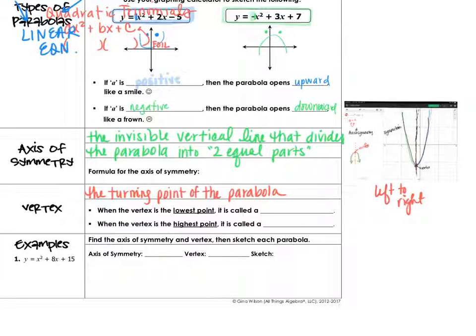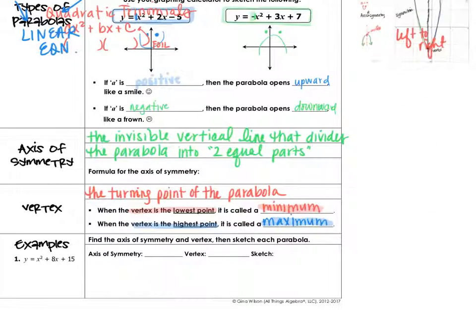So with that being said, when the vertex is the lowest point, the vertex is called a minimum, and it's called the minimum of the parabola. And when a vertex is the highest point, it is called the maximum, okay? And we're gonna spend a lot of time talking about all that. But how do you get the axis of symmetry or the vertex from a parabola, okay? And that's what I'd like to talk about and finish off this video with.